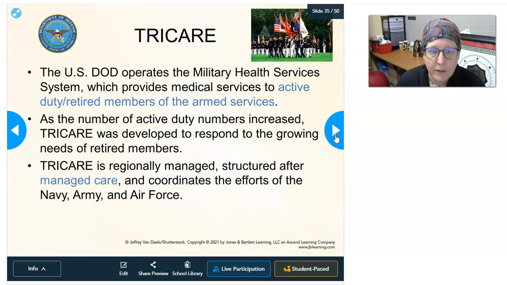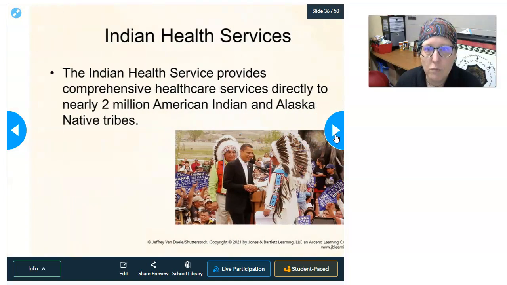And then TRICARE. The U.S. DoD operates the Military Health Service System, which provides medical services to active duty and retired members of the armed services. As the number of active duty members increased, TRICARE was developed to respond to the growing needs of retired members, and of course active duty members too. TRICARE is regionally managed and is structured after managed care, and it coordinates the efforts of the Navy, Army, and Air Force. In the Marine Corps, just in case you didn't know, their medical care is usually administered by the Navy.